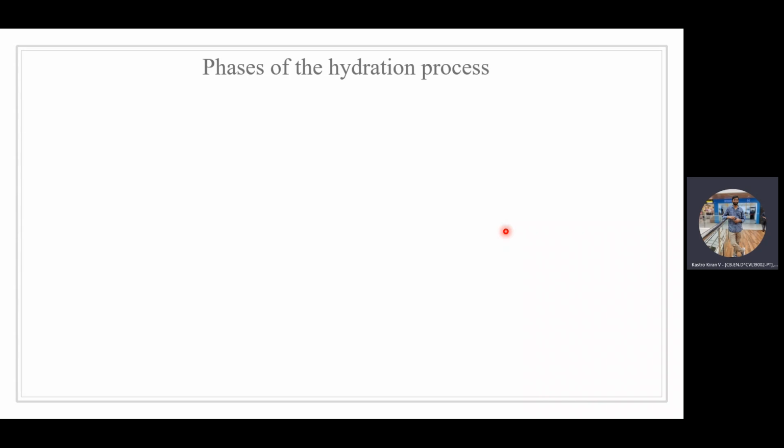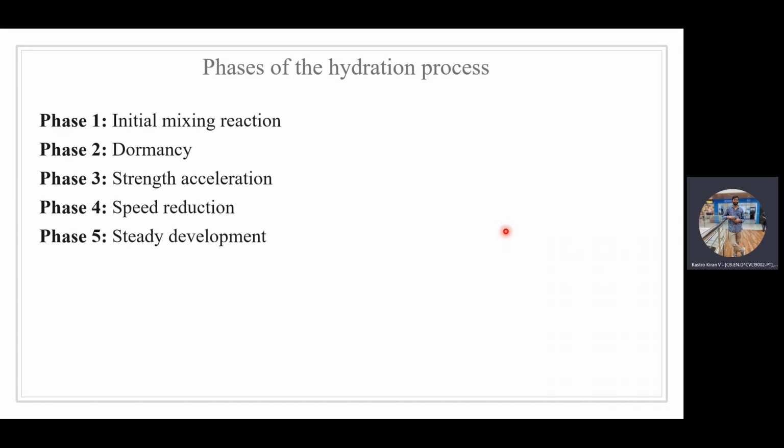So now let's understand the different phases of the hydration process. Here we have 5 different phases. The first one is called initial mixing reaction. The second one is called dormancy. The third phase is called strength acceleration, then speed reduction, and steady development. So these are the 5 phases available in the hydration process. Now let's understand these phases individually.